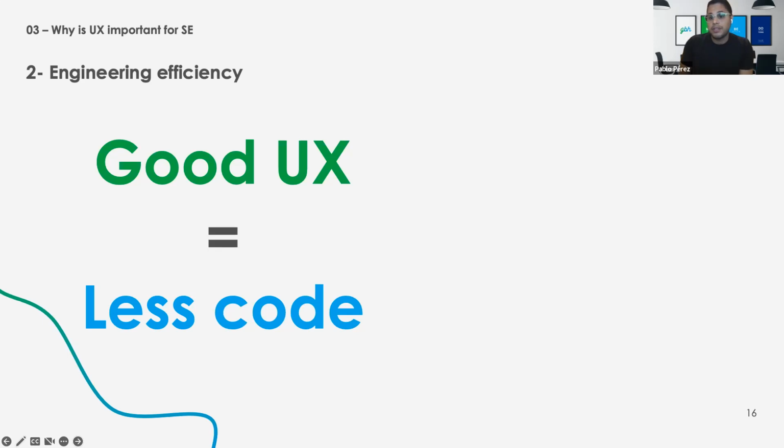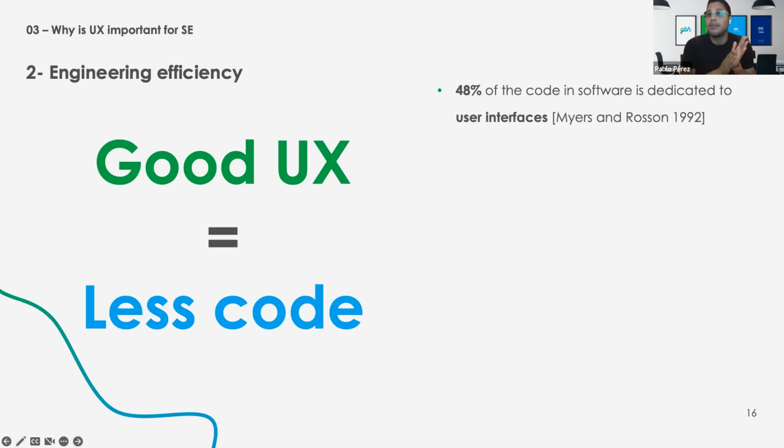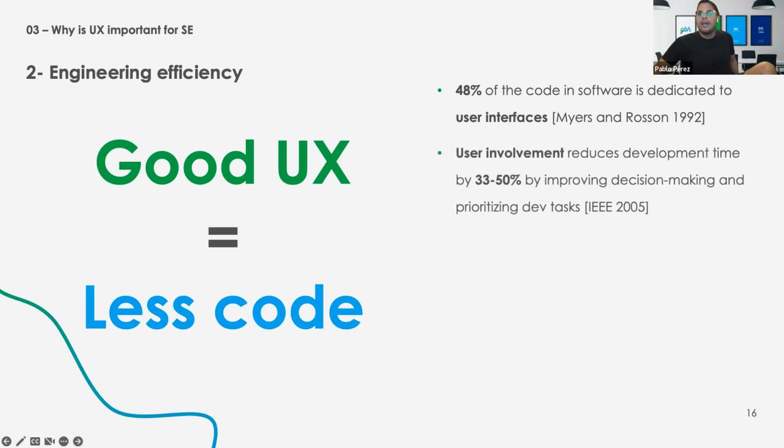Also, there have been several studies about this, and some of the results are that 48% of the code in the software is dedicated to user interfaces. That is 48% of the code. It's smart to take time to understand why we're building this, if we're building it the right way, if this is something that is actually going to be usable, because it's 48% of the work. It's just 48% of the time that we want to be spending on this.